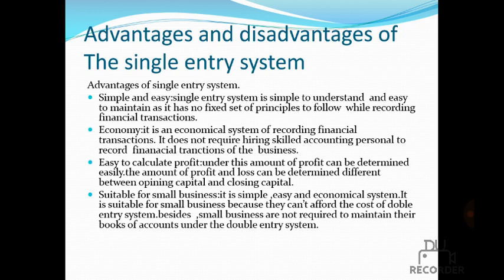And another point is economy. It is an economical system of recording financial transactions. It does not require hiring skilled accounting personnel to record financial transactions of the business.